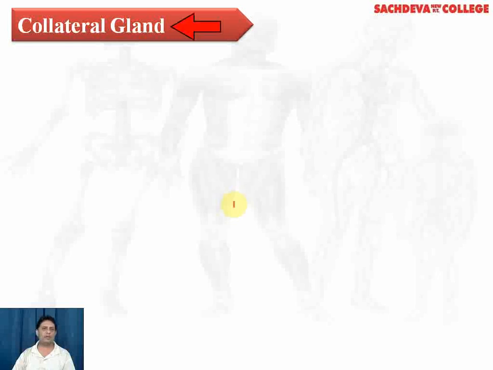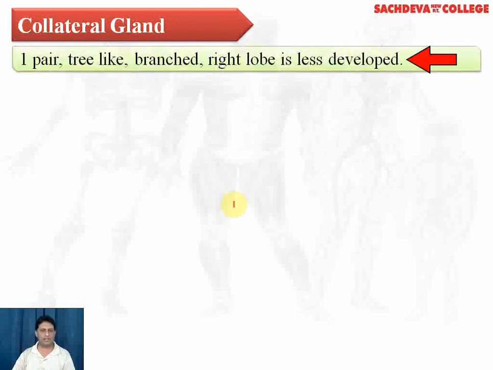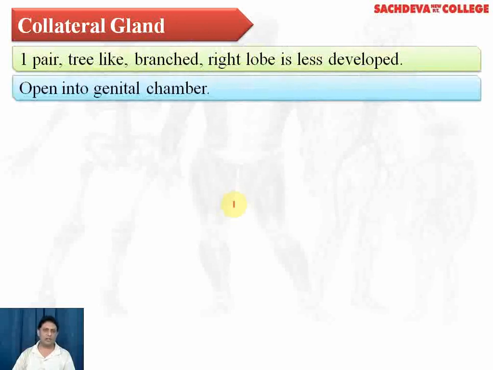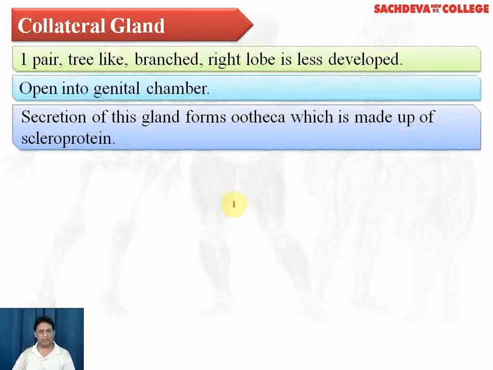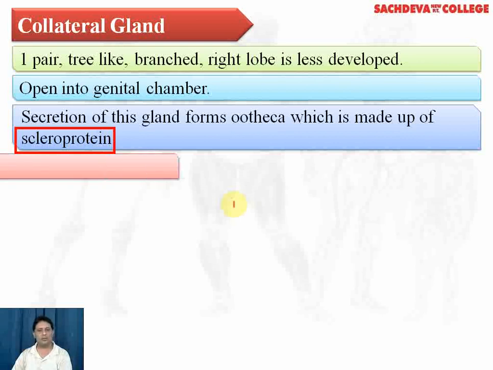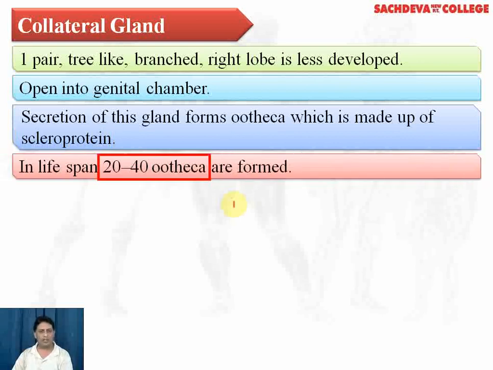There is a pair of collateral glands, tree-like structure. The right lobe is less developed. The collateral gland also opens into the genital chamber. Secretion of this gland forms the ootheca. The ootheca is made up of a chemical called scleroprotein. In a lifespan, 20 to 40 oothecae are formed by a female cockroach.